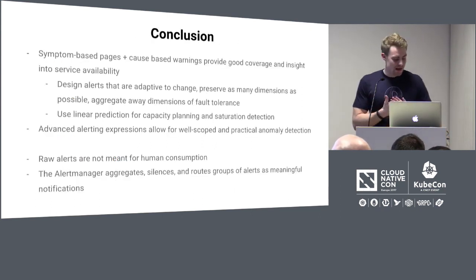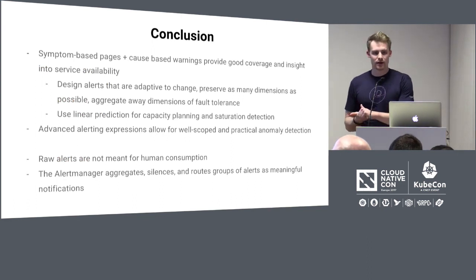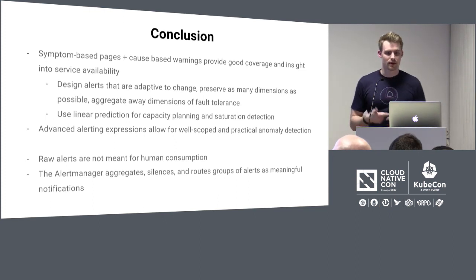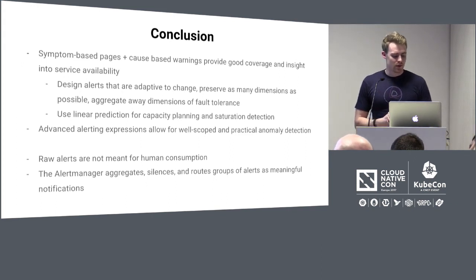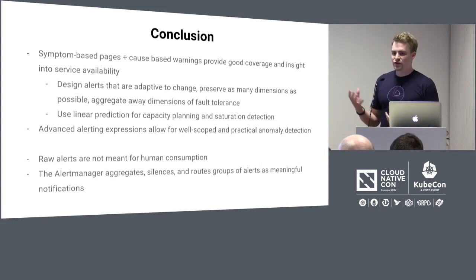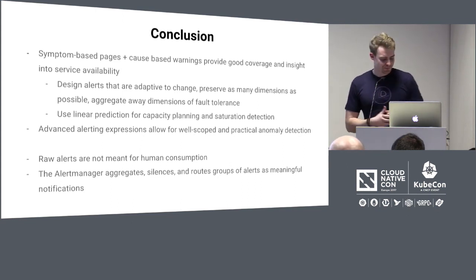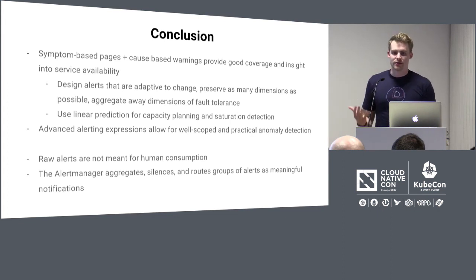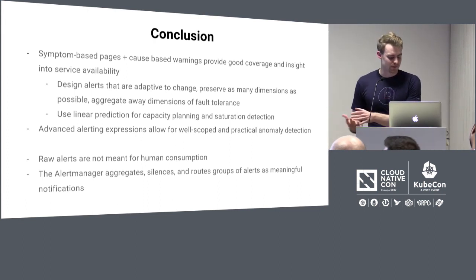So summed up, symptom-based pages is what you want. You can add cause-based warnings. It's really helpful, right? If I see that my service is being slow and I can detect that it's because the database cannot be reached properly, that's great. But only page on symptoms. And design your alerts to be adaptive to change, right? Be aware of dependencies between certain metrics like error rate and request rate. And preserve as many dimensions as you can, and explicitly remove dimensions that you are fault tolerant along to not page you if there's no actual problem happening.